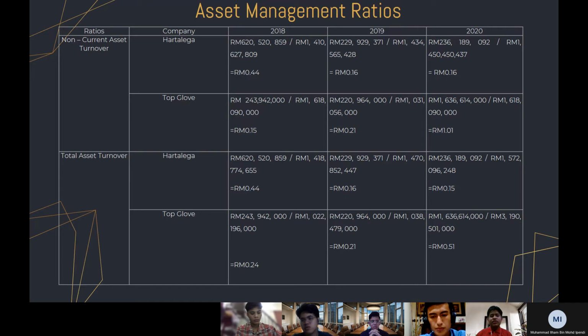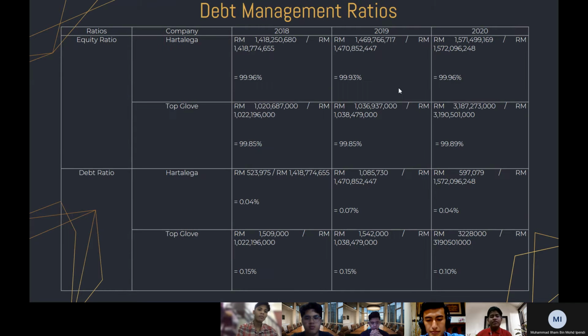Hartalega only has better total asset turnover for 2018, while Top Glove has better total asset turnover in 2019, followed by 2020. So from this, we can conclude that in 2019 and 2020, Top Glove has more efficiency in handling assets and also sales compared to Hartalega. However, Hartalega still has better efficiency in 2018. Next is debt management ratio.